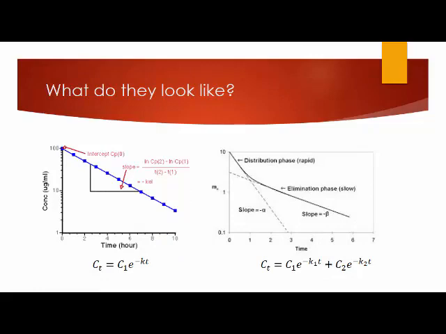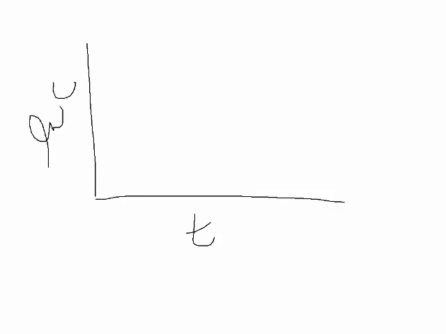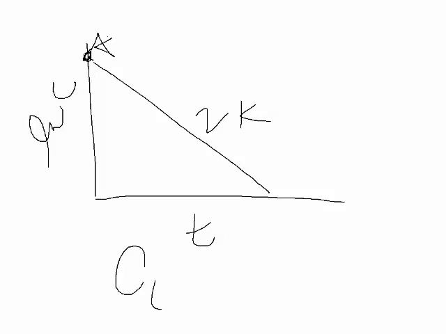Let me just do one more thing here. So what you do here is you have your natural log concentration versus time. If you have one compartment, your elimination curve is going to have a slope of K. Here's going to be your y-intercept, right? So your concentration at any time t will be your y-intercept times e to the negative kt. Pretty simple, right?